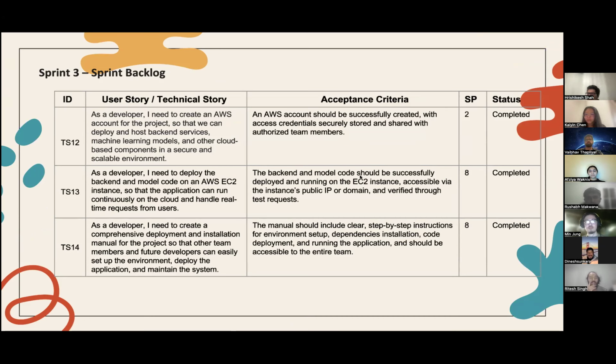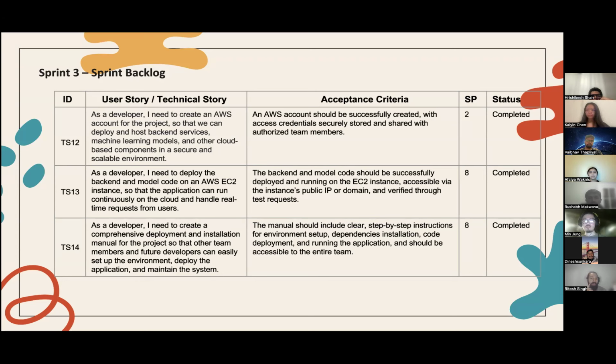Hi, I'm going to talk about the Sprint 3 backlog. So it's user story, acceptance criteria, how many story points, and the status. The first one is: as a developer, I need to create one AWS account for the project, and the project is going to be deployed on the AWS server. The acceptance criteria is the AWS account should be created and all the access credentials securely stored and shared with the authorized team members. It has a story point of 2 and it's completed.